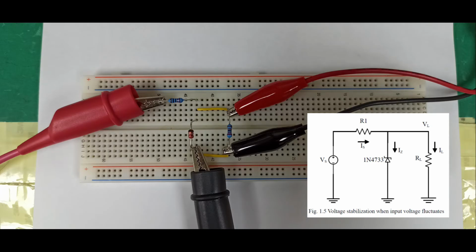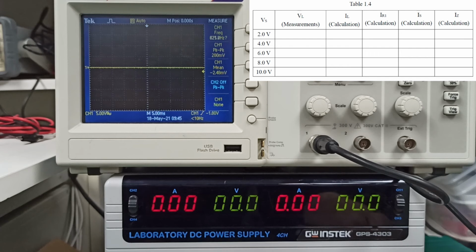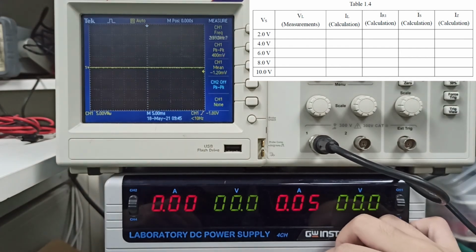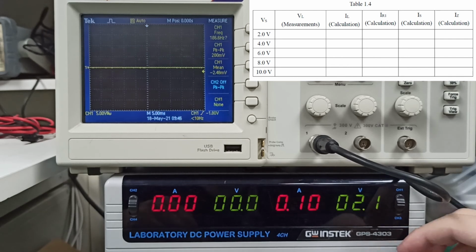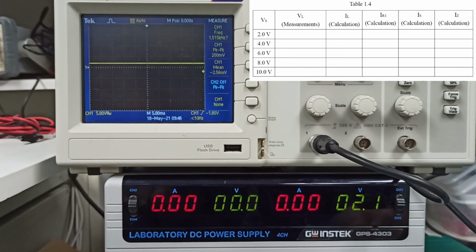2.2 Simple application of the Zener diode: connect according to Fig. 1.5. Adjust the voltage of the power supply, and the measured VL versus the power supply voltage is recorded in Table 1.4. Use Ohm's law to calculate the load current IL. VR1 can be obtained by KVL, VS minus VL, and IR1 can be obtained by Ohm's law, VR1 over R1.